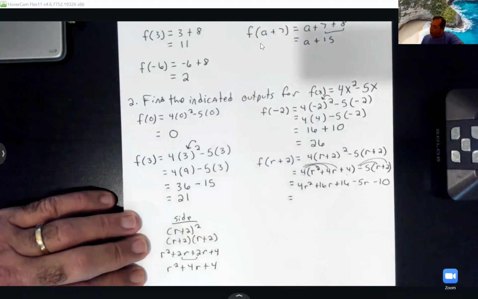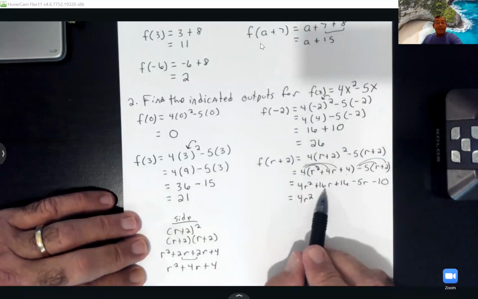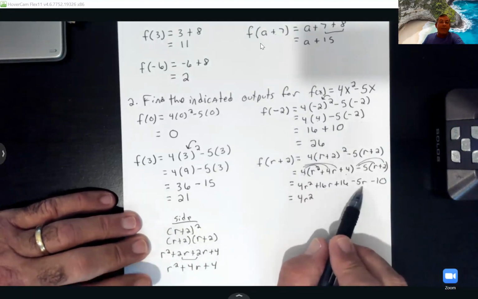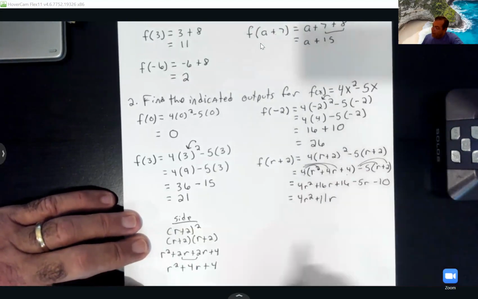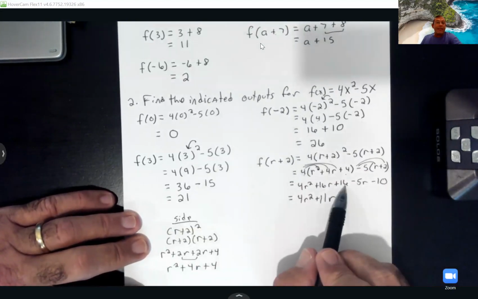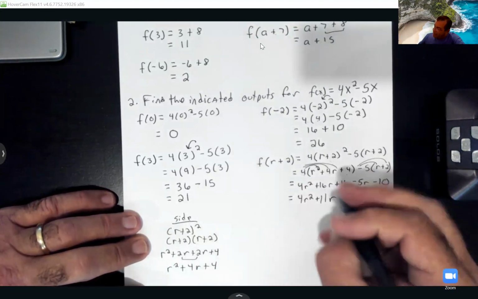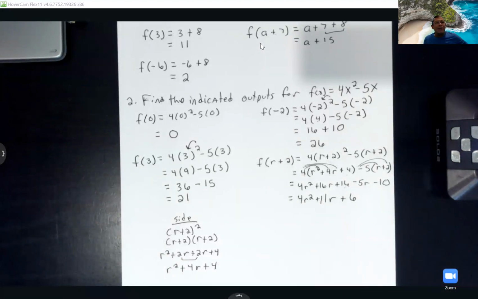All right, y'all. So the 4r squared definitely comes down. 16r minus the 5r, those are like terms. Perfect. That gave me 11r. And then I had a 16 and the minus 10, which were like terms, and that gave me a plus 6. Woo, that's a very good job.